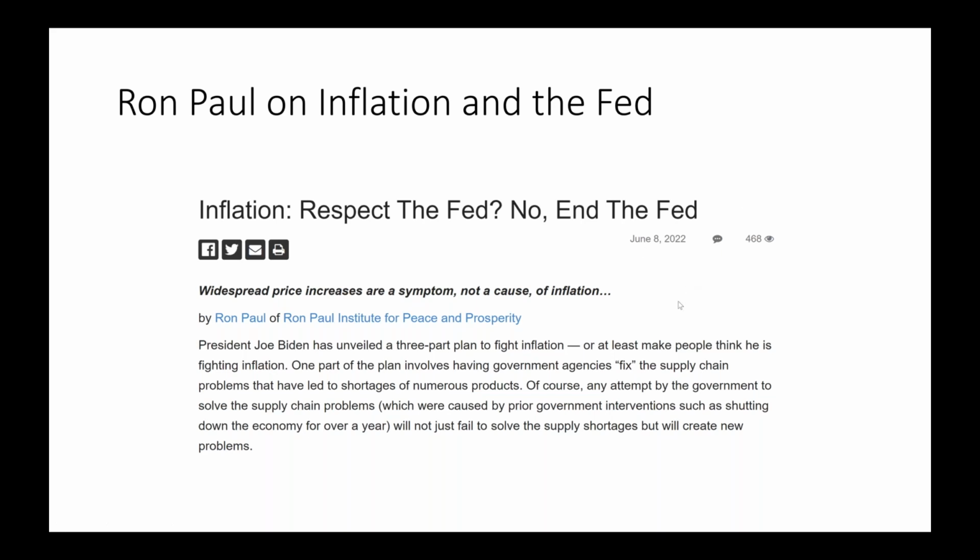So Ron Paul has this to say. And one thing Ron Paul, I think, has been right about over the years, at least in my opinion, is the role of the Fed in creating an artificial economy. Paul says this: Joe Biden has unveiled a 3-part plan to fight inflation, or at least make people think he's fighting inflation. One part of the plan involves having government agencies fix the supply chain problems that have led to shortages of numerous products. Of course, any attempt by the government to solve the supply chain problems, which were caused by prior government interventions, such as shutting down the economy for well over a year, will not just fail to solve supply shortage, but it's also going to create new problems.